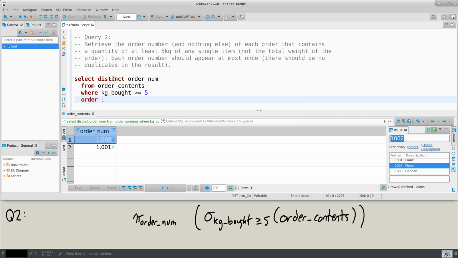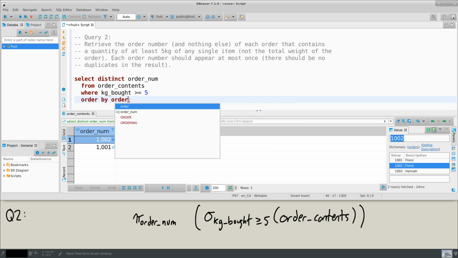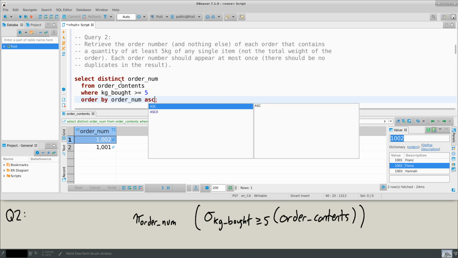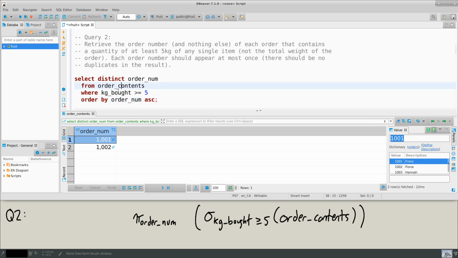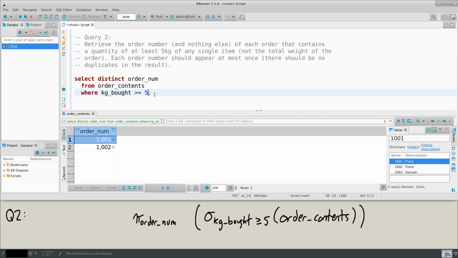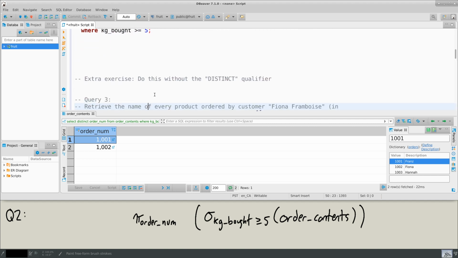We do actually have a clause we can add at the very end to force the sorting of the rows. So I order by order number ascending. Now you're welcome to do that. You won't lose marks for adding one of those, but you shouldn't feel obligated to sort your rows in the same order that we do unless we specifically tell you you need to do that. Okay, so I think I now have both the relational algebra and the SQL for this example, so we can move on to query number 3.